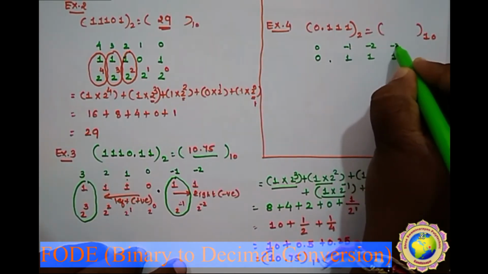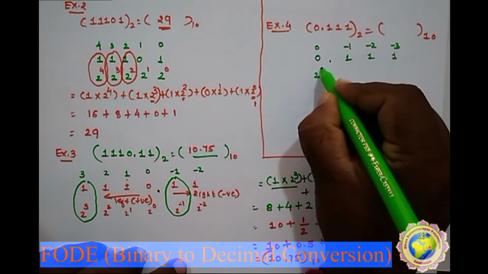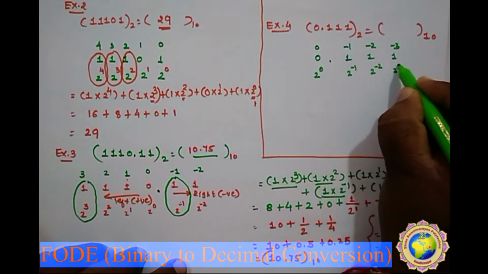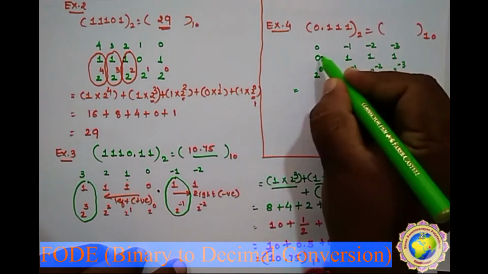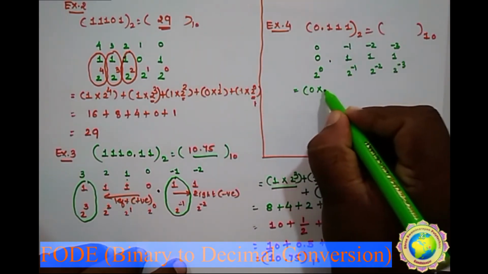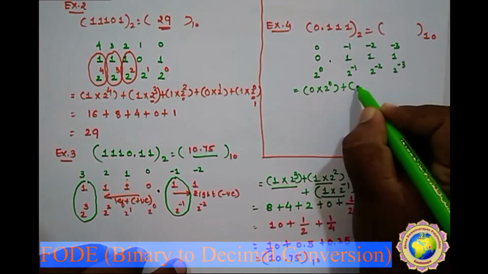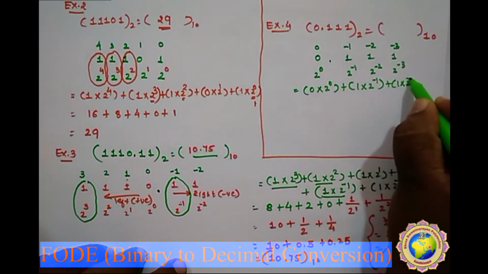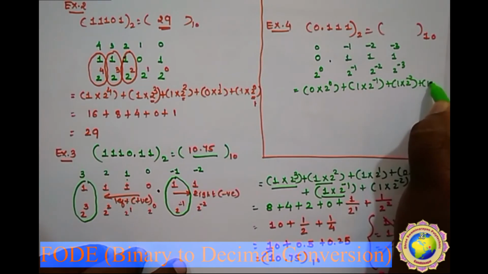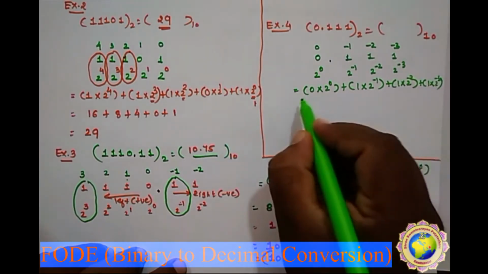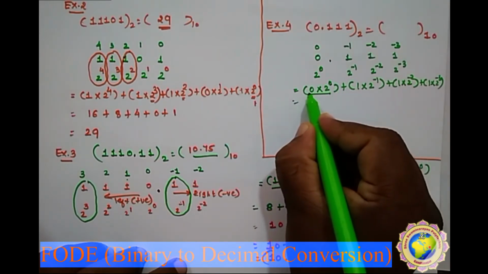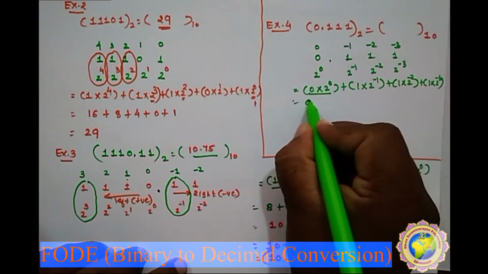-1, -2 and -3. So here 2 raised to 0, 2 raised to -1, 2 raised to -2 and 2 raised to -3. Multiply these. So 0 into 2 raised to 0, 1 into 2 raised to -1, 1 into 2 raised to -2 and 1 into 2 raised to -3. It will be 0. 2 raised to 0 is 1 but it is multiplied with 0. So it will be 0.